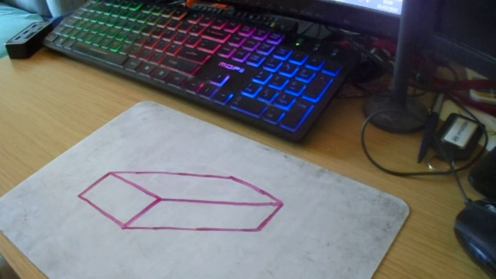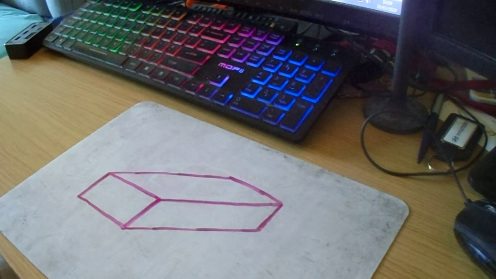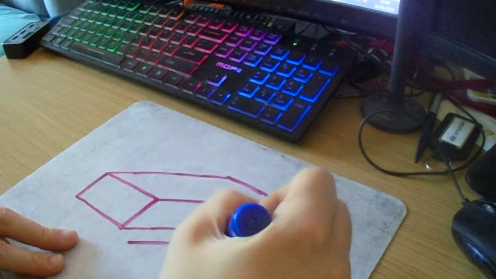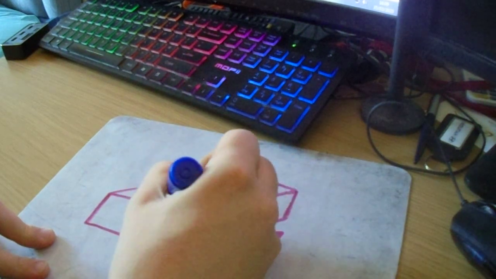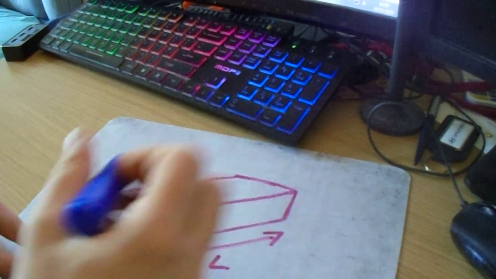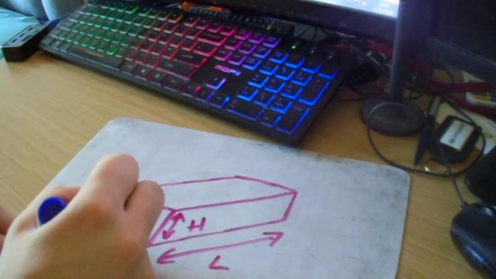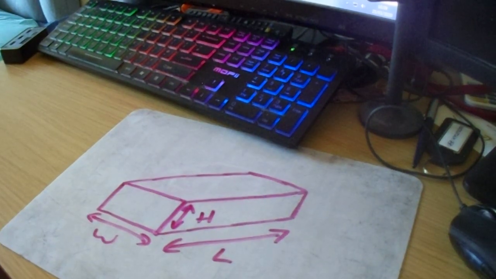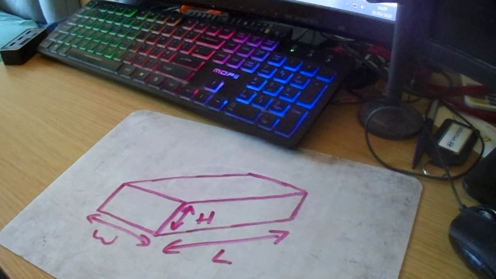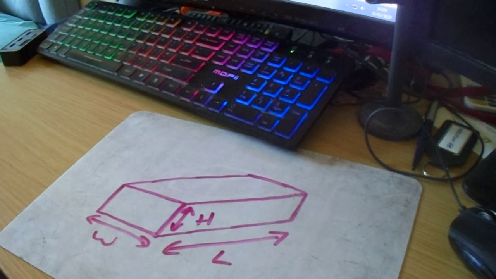Now, to find the volume, we need to multiply three numbers together. We need to multiply the length, we need to multiply the height, and we need to multiply the width of our shape all together. So length times height times width.